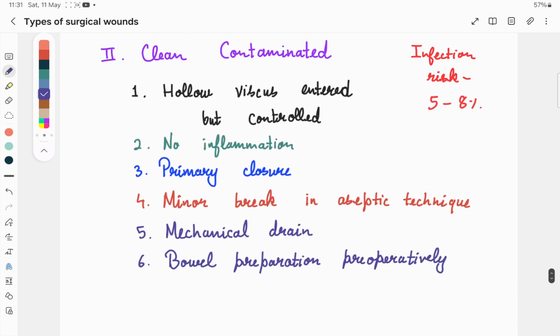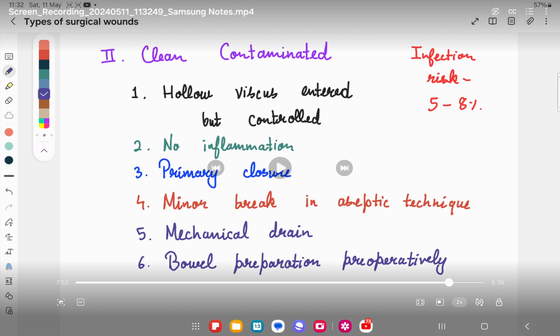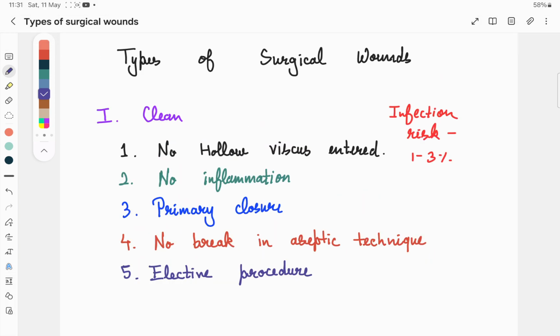Clean: no hollow viscus entered. So let us look at clean. There are 5 points in clean: no hollow viscus entered, no inflammation, primary closure, no break in aseptic technique, and it is present in elective procedures. So the infection risk is 1 to 3%.